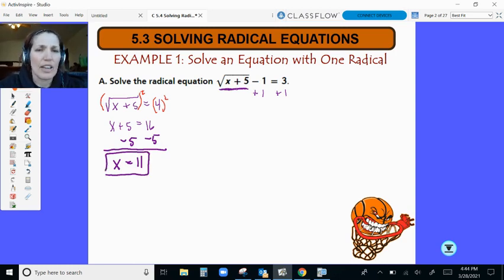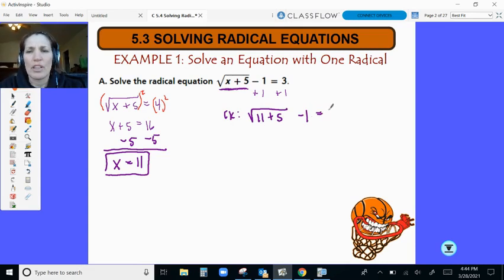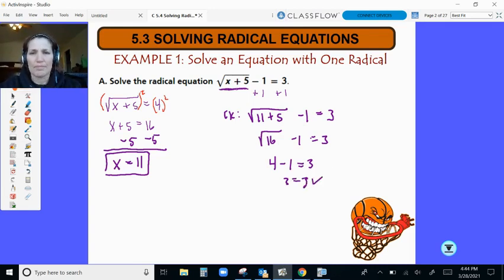I can always check that solution by plugging 11 back in here. So the square root of 11 plus 5, minus 1, equals 3. That'd be the square root of 16 minus 1 equals 3. The square root of 16 is 4, and that gives me 3 equals 3, and so that checks out.